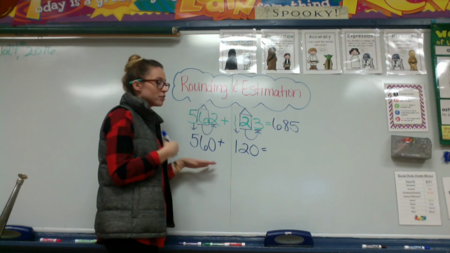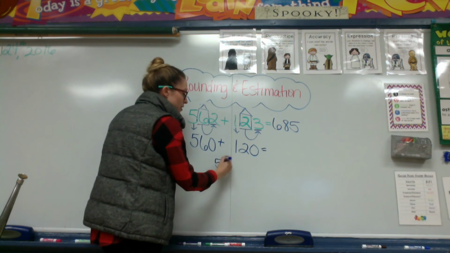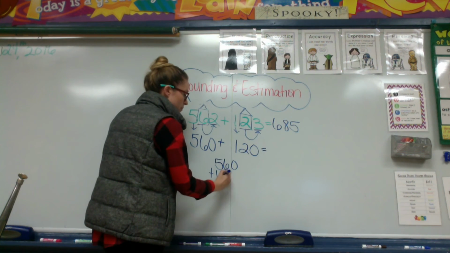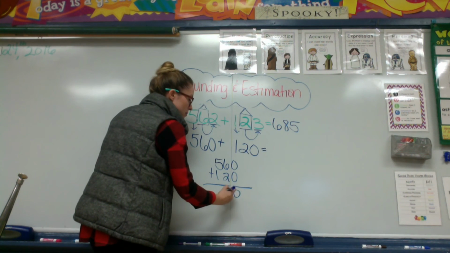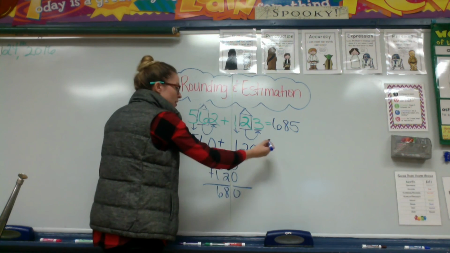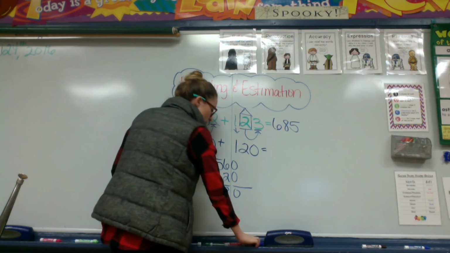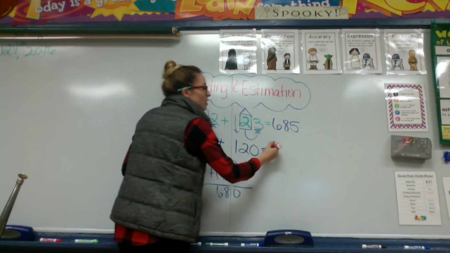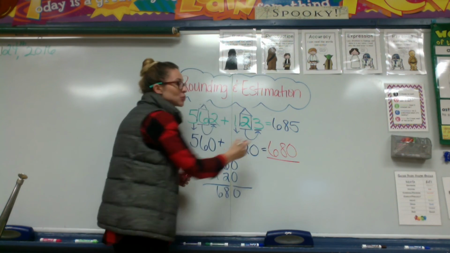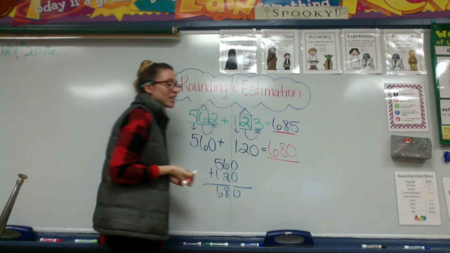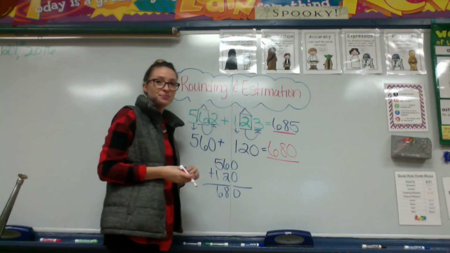So now that we've rounded to the nearest 10, let's take a look, okay? I'm going to rewrite this vertically and see what we get. Okay, so 560 plus 120 is 680. Now remember, the last estimated sum that we got was 700. So look how much closer we got to the actual answer by rounding to the nearest 10. Okay, we were only about 5 away here.